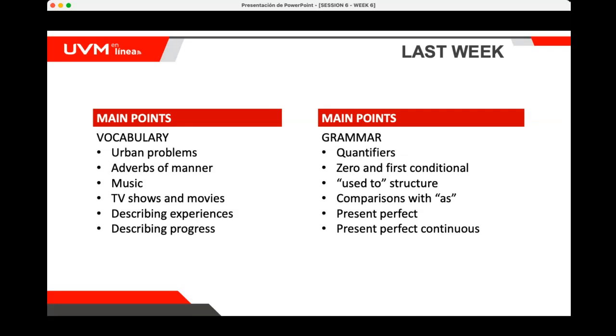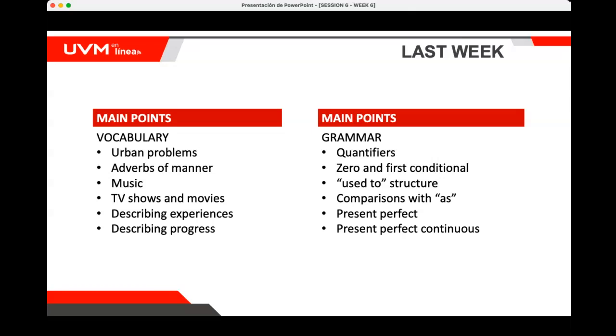In the grammar section, you learned how to use quantifiers. As I told you before, I think this was a very important grammar topic. But the specific topic that I told you to take care of was the zero and the first conditional. I don't remember the name of these conditionals on the platform, but I told you that the formal name of those conditionals was zero and first conditional.